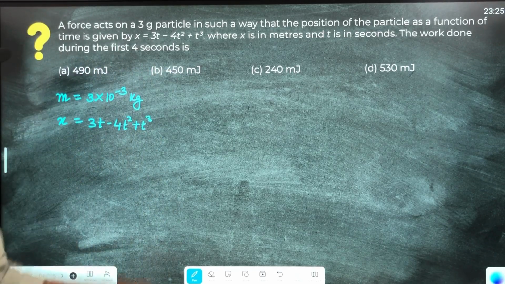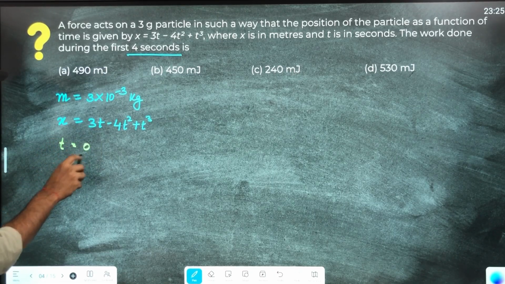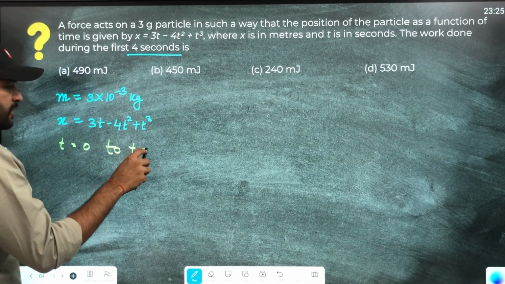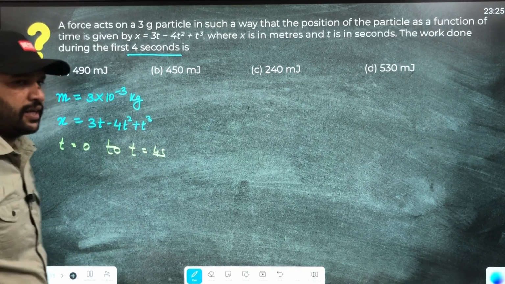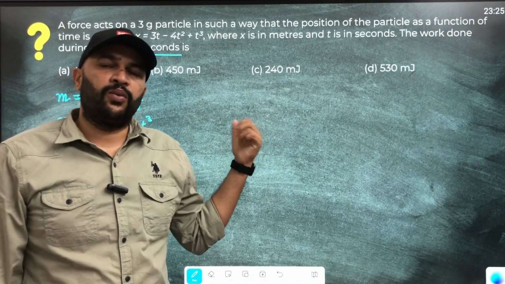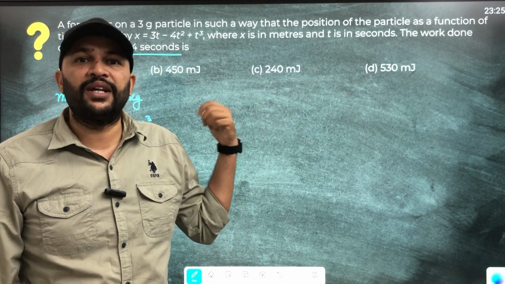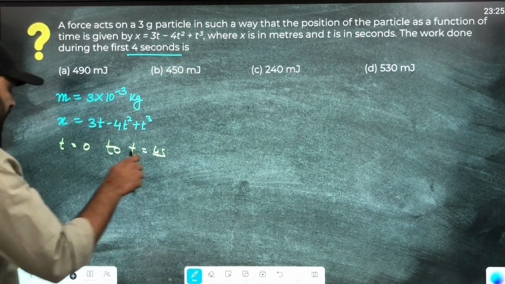The work done during the first 4 seconds. So first 4 seconds means time t equals 0 to time t equals 4 seconds, we have to find the work done, right? So there is another way. I am using the second method to solve the work done. What is the work done? The amount of work done on any system changes its kinetic energy, right? So that's the work energy theorem. So we will make use of that.